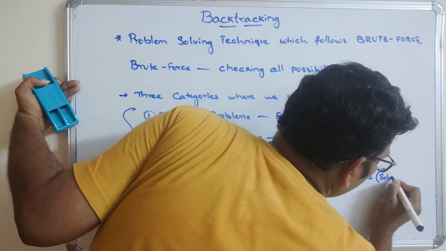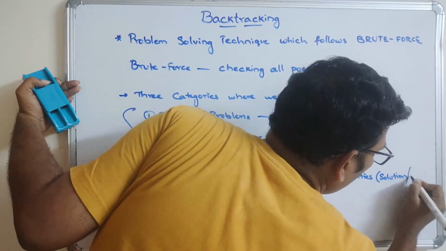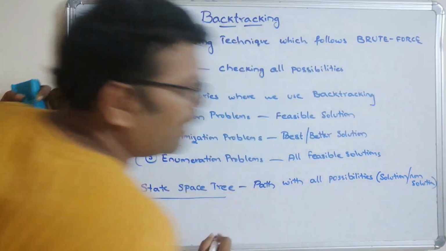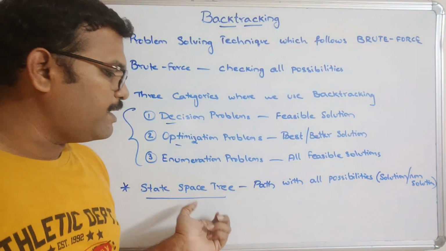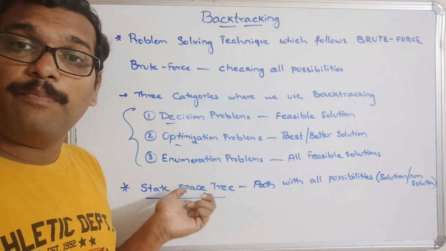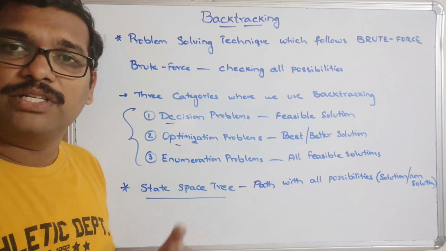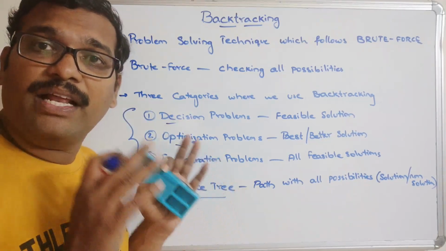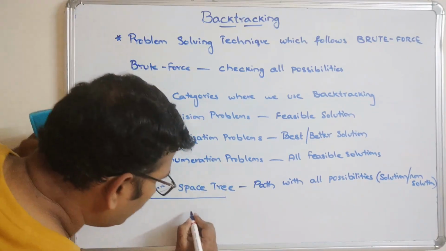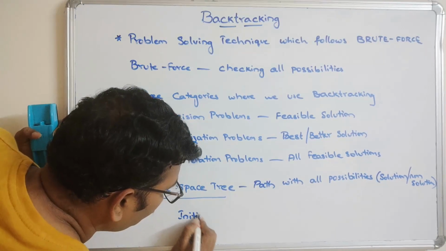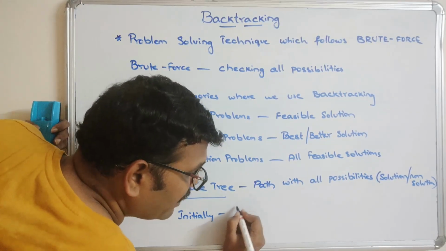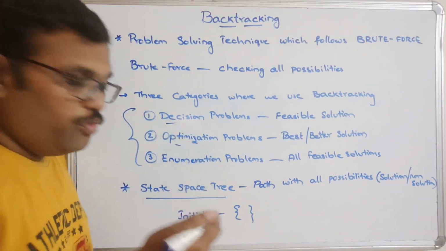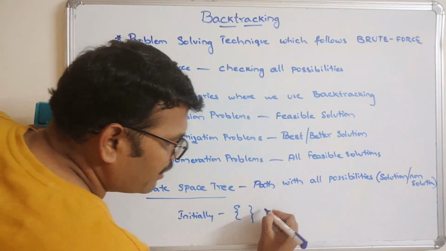A solution which gives a solution or non-solution. So everything will be constructed in this state space tree. So with the help of this one, we are going to find out the solutions. So initially the backtracking will start with an empty set, and after finding one solution, that solution will be added here.